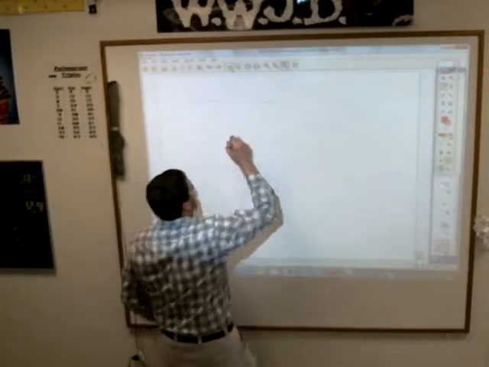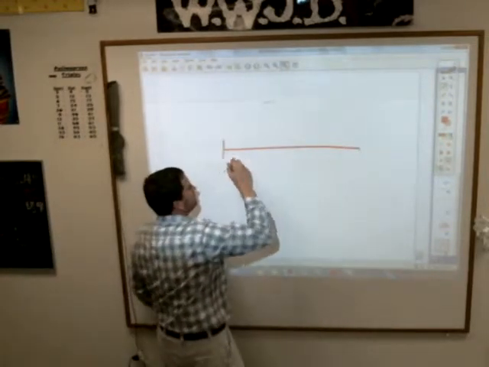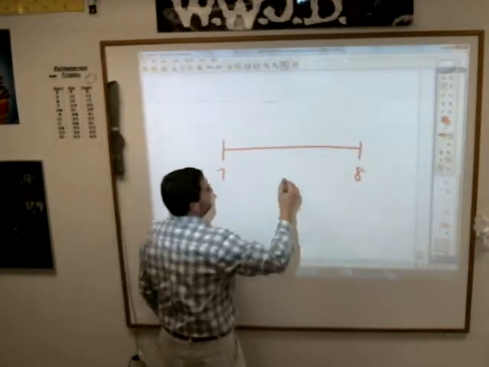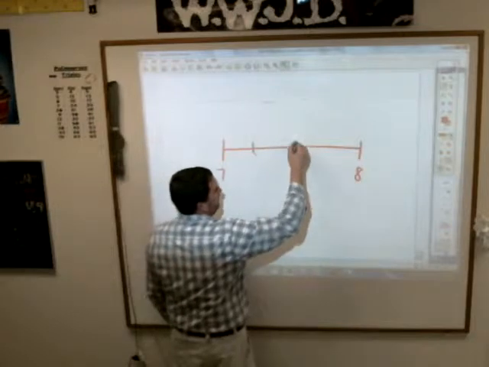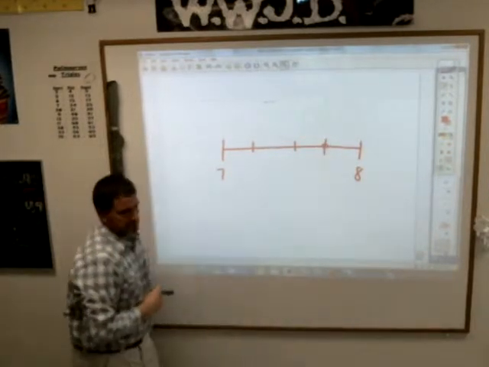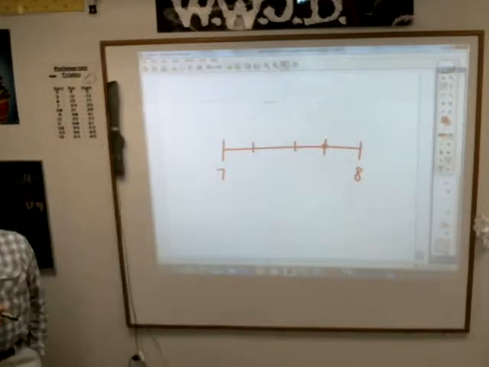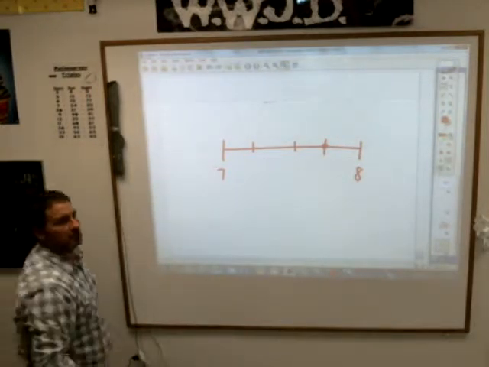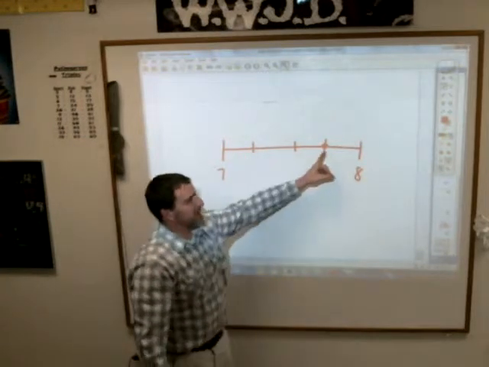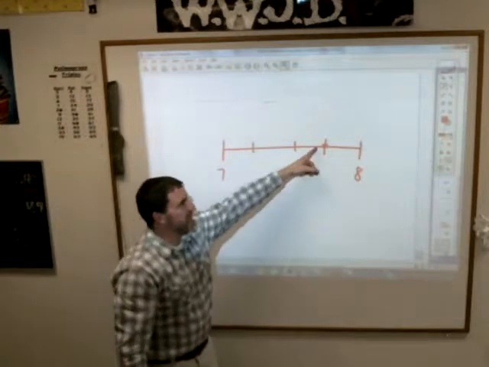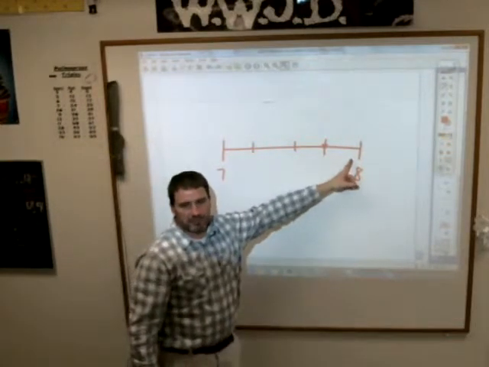For example, what about this one? Let's say this is 7 and this is 8, and I split this into this many pieces, and I ask you to give me the decimal for that. Now you might just say, well, I can't, and maybe you can, maybe you can't. You can't say this is 0.3. It is not 3/10 of the way over there.